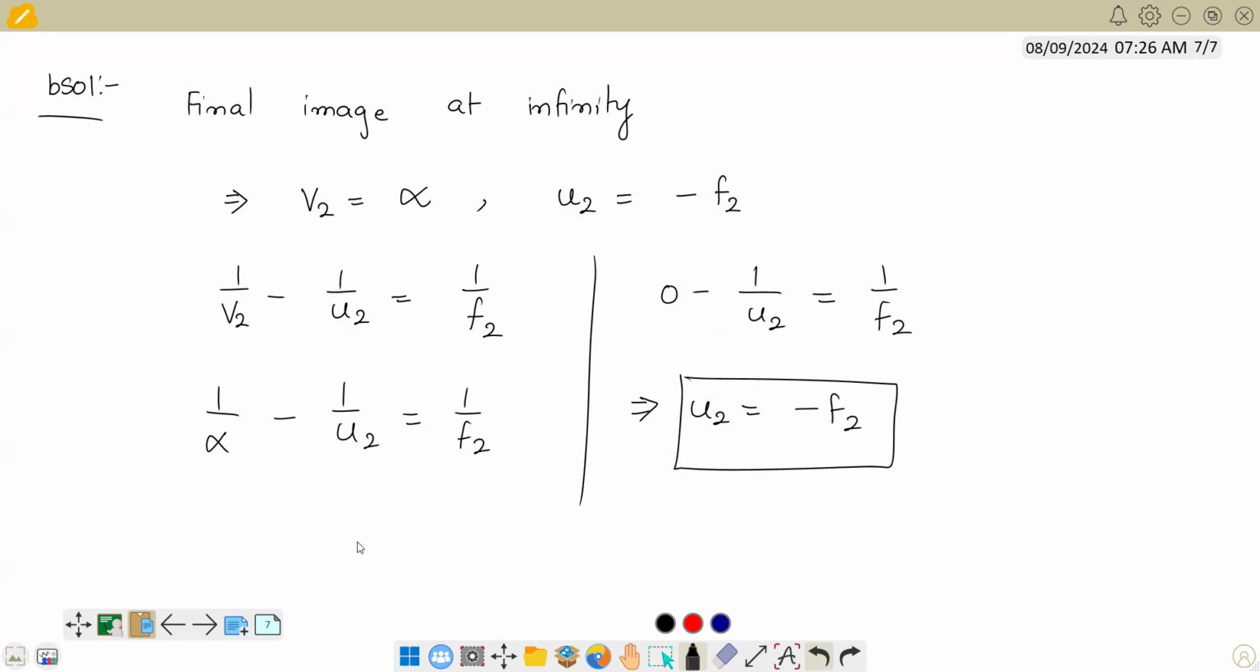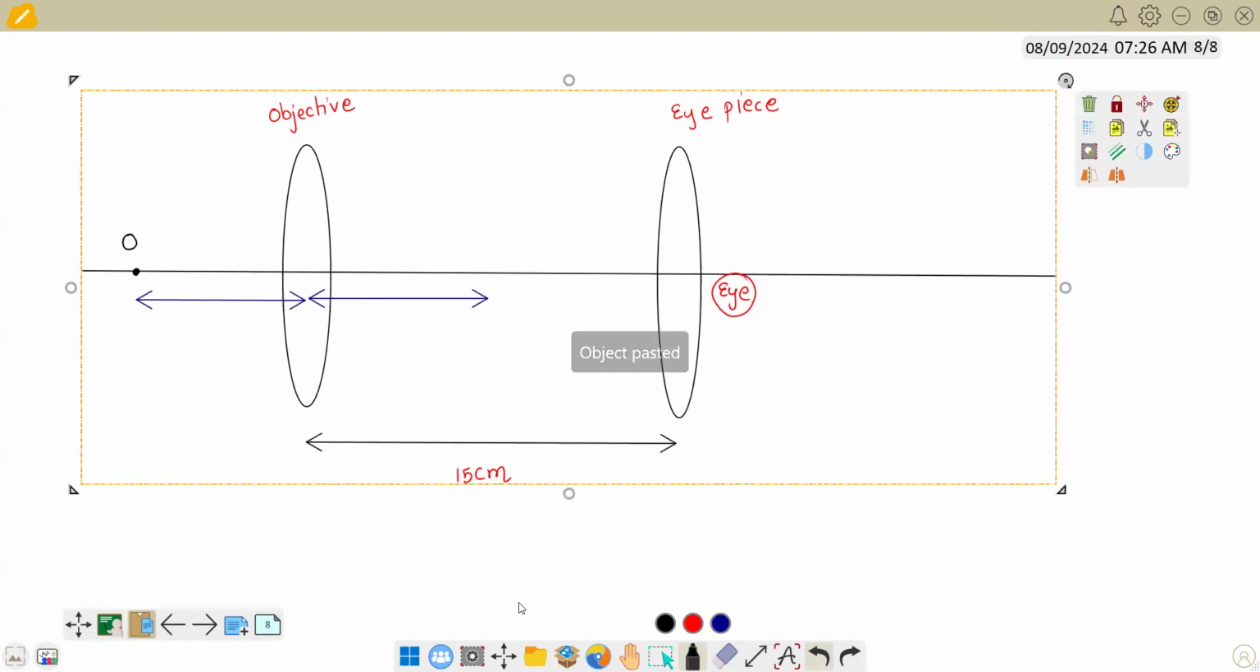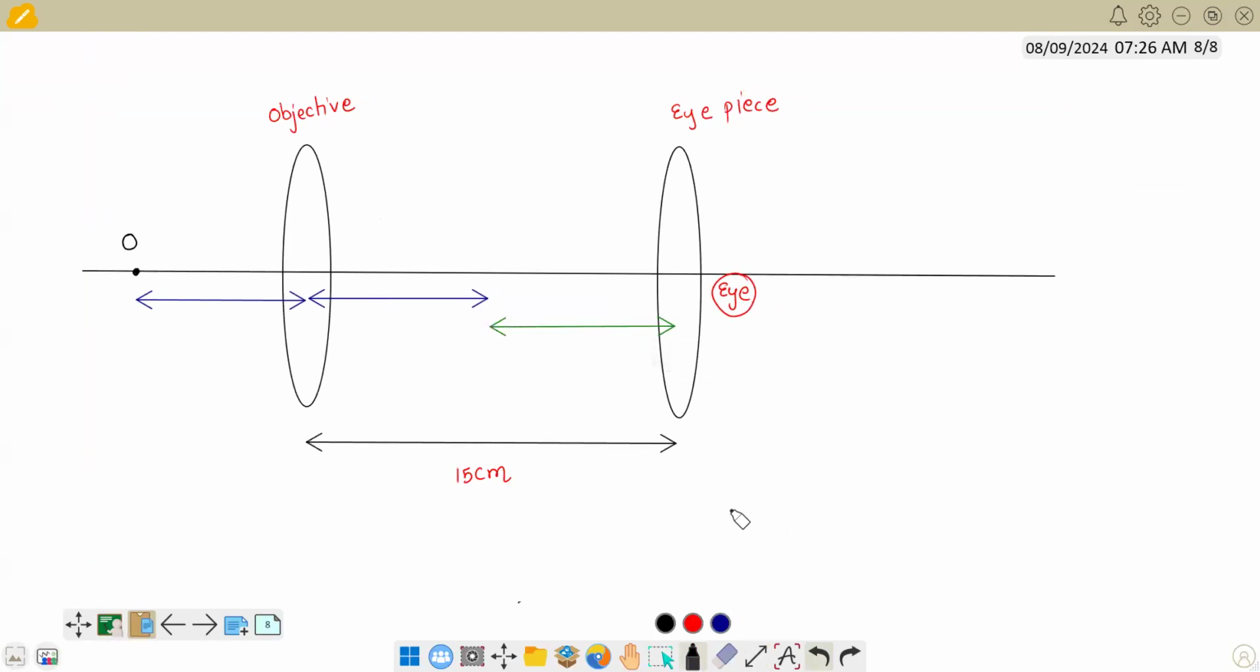Once we get u2 as minus f2, what is the f2 value given in the question? It is minus 6.25 centimeter. So if I substitute in the main diagram, this length now we got as 6.25. This is where my u2 is present. From here to here, let us try to find the value of v1, because this distance is nothing but v1. So 15 minus 6.25 will give me 8.75. So this becomes my v1. The new values are v1 would be plus 8.75 centimeter. We already know u1 value is what we need to find. F1 value is given in the question as plus 2 centimeter. Let us substitute all those in the next page.